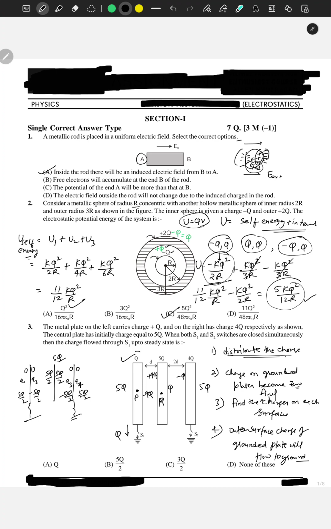Okay, so now we have this grounded. So this minus 5q by 2 will not flow because there's an attraction from this side. So only this 5q by 2 charge will flow to the ground. So earlier there was a q charge, now this is a 5q by 2 charge. So q plus 5q by 2, that means 7q by 2 charge will flow to the ground through S1. So 7q by 2 is not there in the options, so that means none of these is the answer.